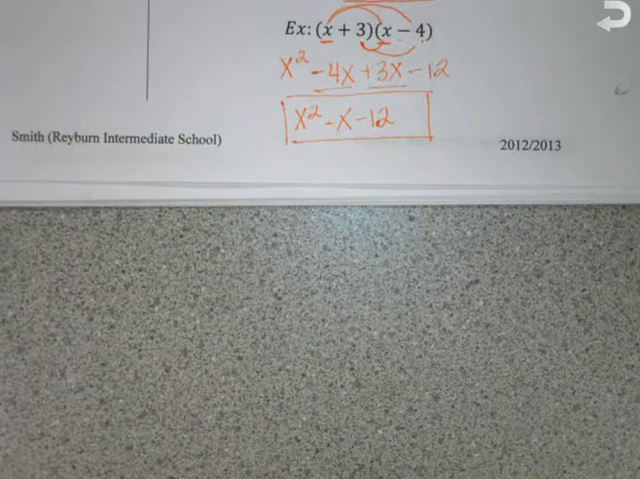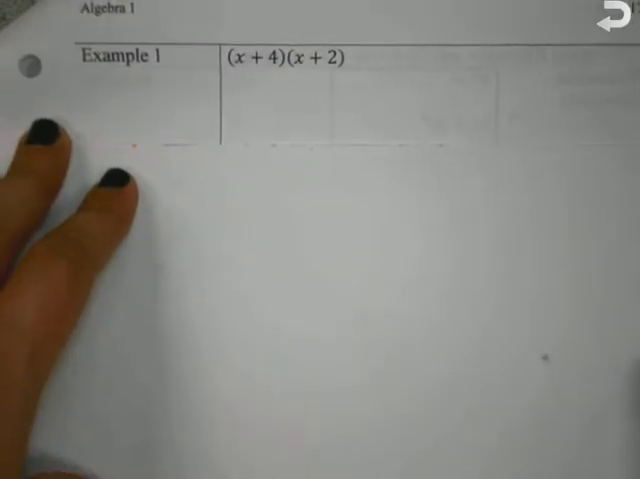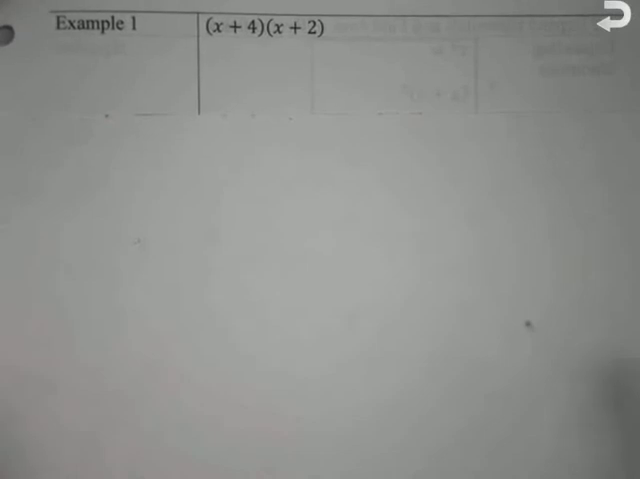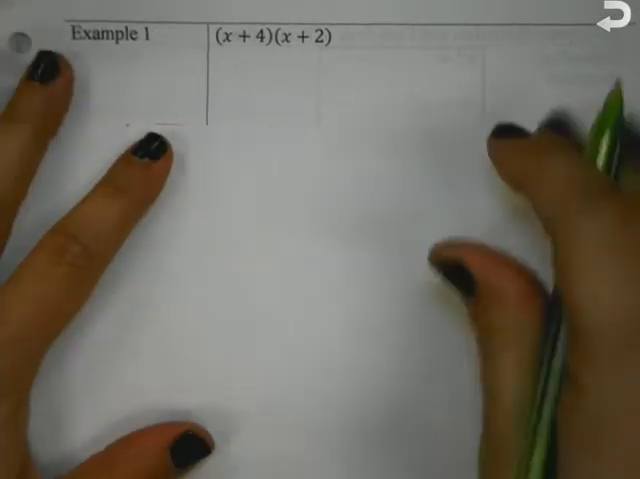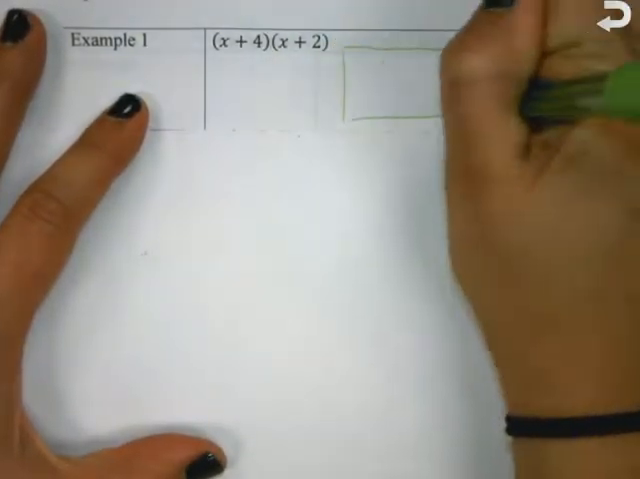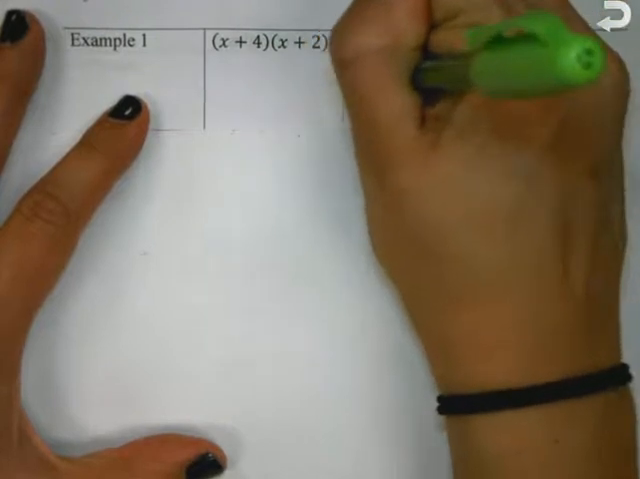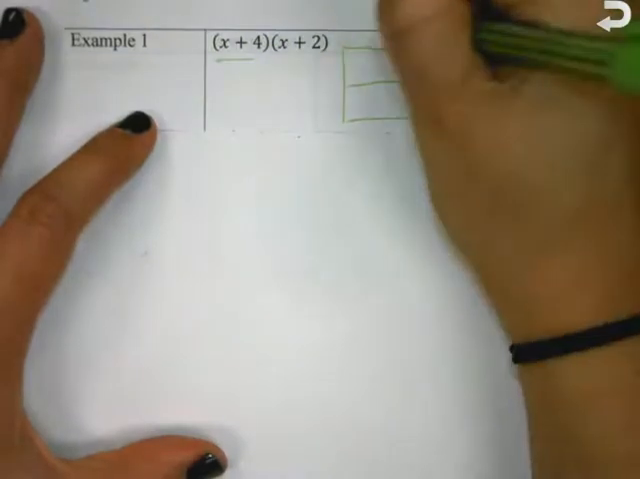So, example 1. The best way to do this is to go through examples. So, example 1, x plus 4 times x plus 2. Okay, so for example 1, I think I'm going to use the box method. So let's draw our box. Okay, so we draw our box. What goes across the top? X plus 4. So we put x plus 4.